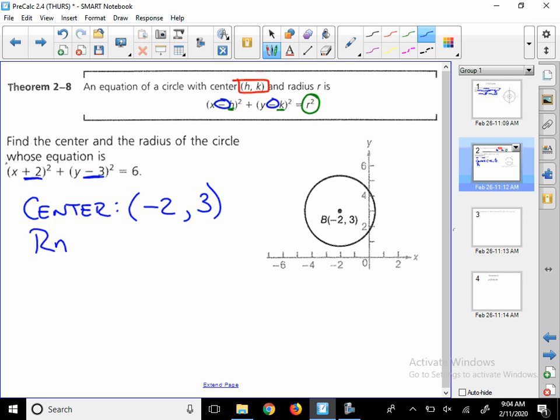My radius, well, I have to key in on this 6 here. But remember, that 6 is actually our radius squared. So to find what the actual radius is, you would take the square root of 6. If you had to plot that, you would just use your calculator, take the square root of 6, and make your very best guess as to where that is.